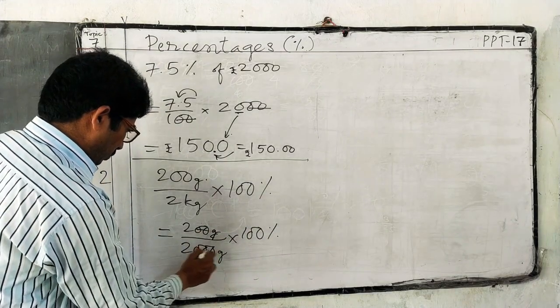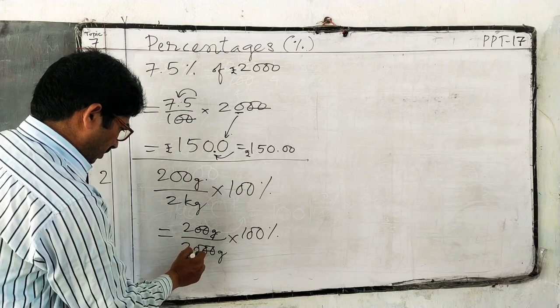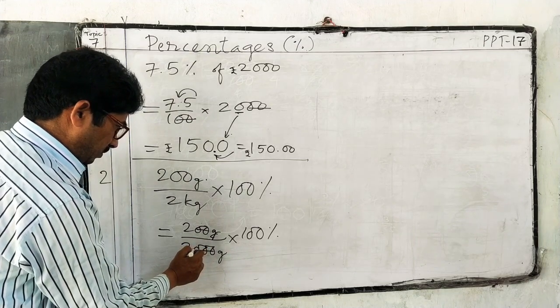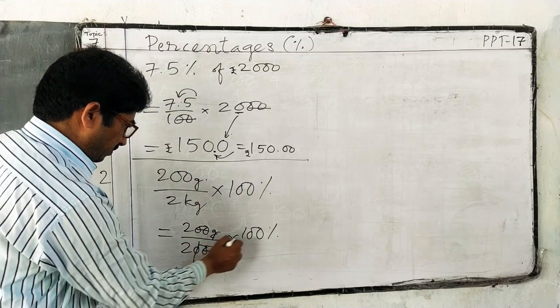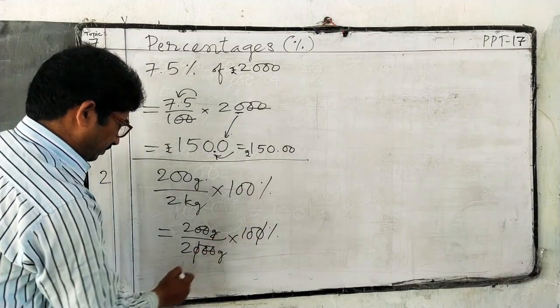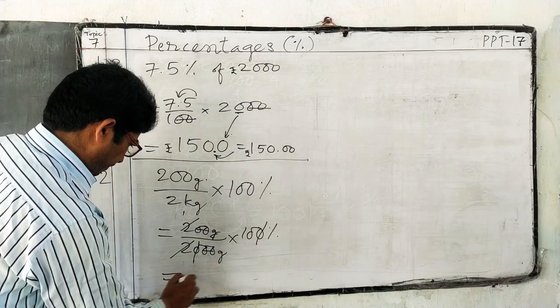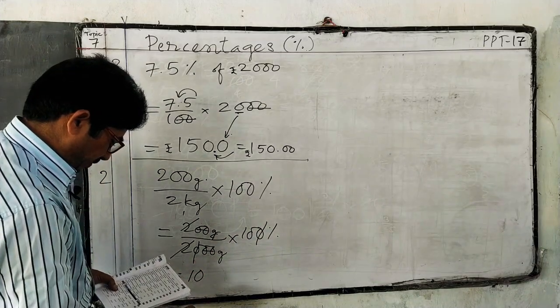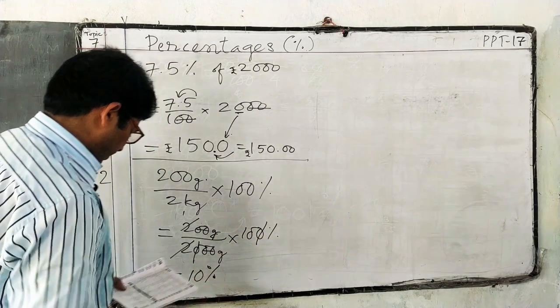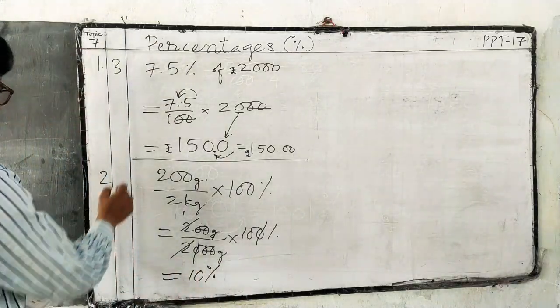2 zeros, 2 zeros. 2 ones are 2, 1 tens are 10. 10 percentage. So option 4.